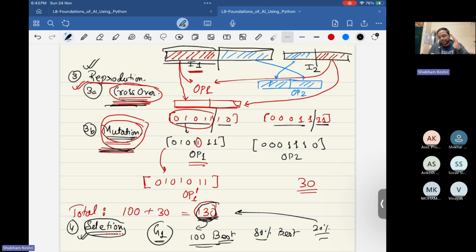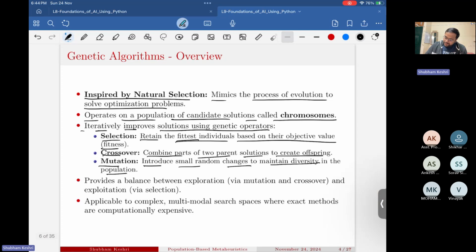For mutation, you can say we will do mutation 5% of the time. Generally we prefer a very low mutation rate. We don't give a high mutation rate because it may become erratic. So mutation rates are low compared to crossover rates. Not significantly low, but lower. Suppose it can be 5% or 2%, something like that, just to encourage diversity. This provides a balance between exploration and exploitation.